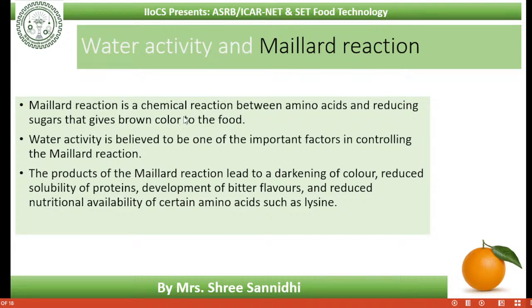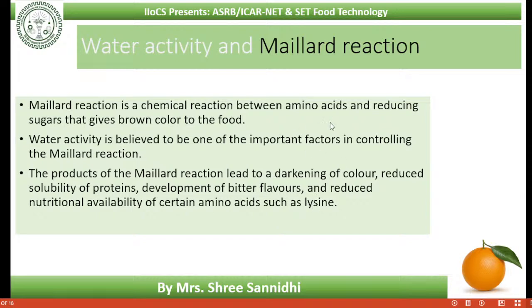It is favorable, but in some cases it is not favorable. Let us see about it. Water activity is believed to be one of the important factors in controlling the Maillard reaction. The product of the Maillard reaction leads to a darkening of color, reduced solubility of proteins, development of bitter flavors, and reduced nutritional availability of certain amino acids like lysine.